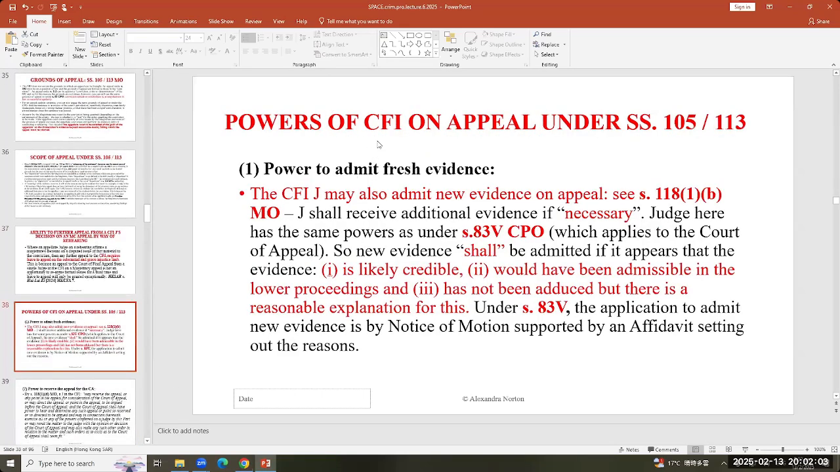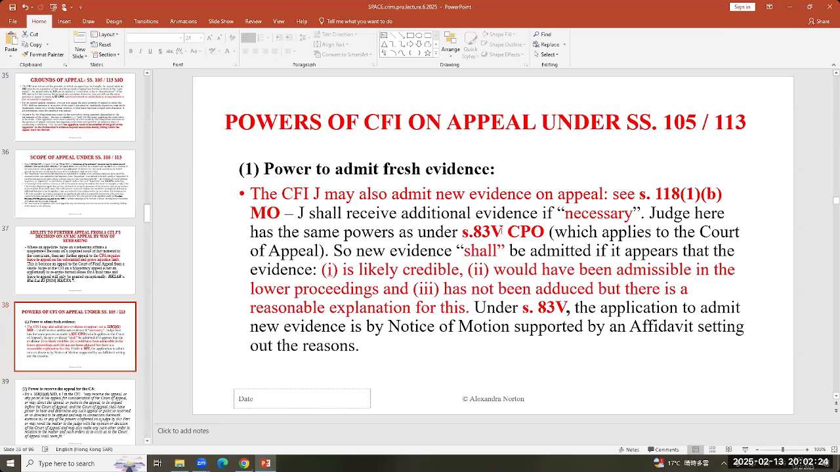What are the powers of the judge in the CFI when he hears an appeal from the magistrate's court? He can admit fresh evidence on appeal. That's section 118 1B of the magistrate's ordinance. It only refers to if necessary. If necessary, he can receive new evidence on appeal.